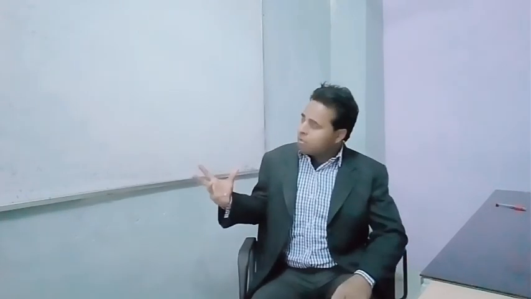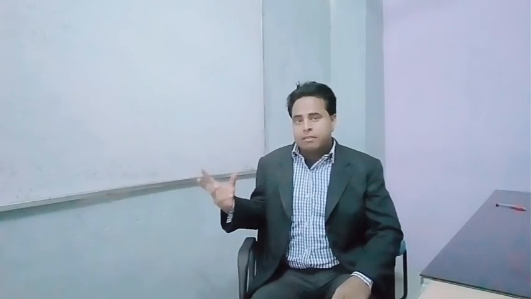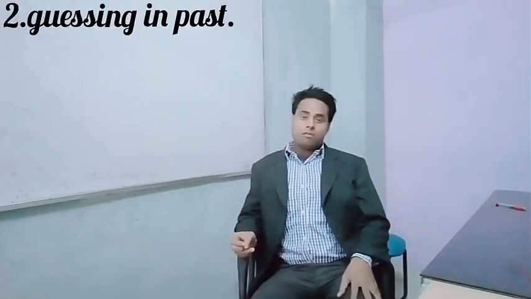Now let's talk about the second use of "would". For the second use of "would", we use "would have" plus the past participle form. It means guessing in the past. Whenever you guess something in the past, then we use "would have" plus the past participle.